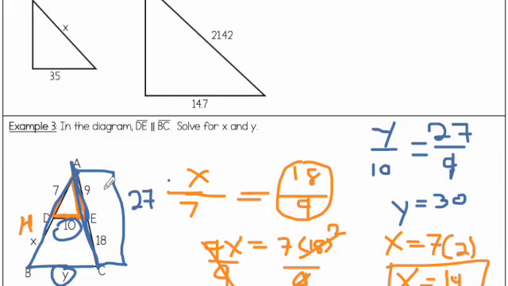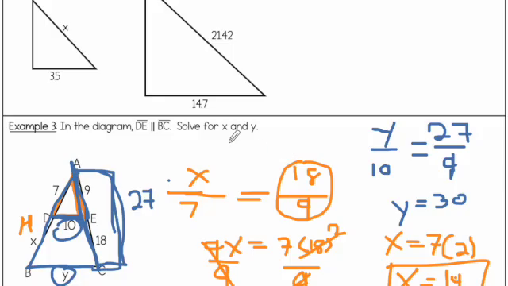Also, you could notice this is a scale factor of 3. So 9 is the scale factor of 1, and the whole thing is 27. So it was multiplied by 3 to get to 27. Okay, so then we would multiply 10 times 3, which would give us 30.